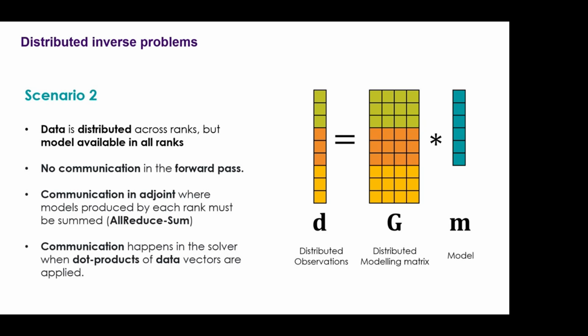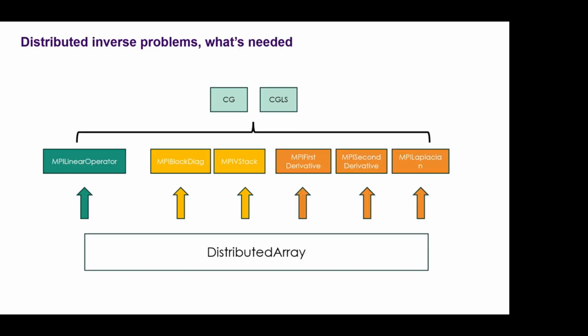Now there is a bit more communication to do because in the forward pass, there is no communication. With the adjoint pass, each rank or worker has to compute one version of the model, and then they all have to be summed together. And again, there could be some communication in the solver. So these are the two scenarios that we wanted to tackle. And the way we built PyLops MPI was basically a one-to-one mirror of PyLops. So anything that we had in PyLops, we added an MPI version in front and provided an MPI extension.